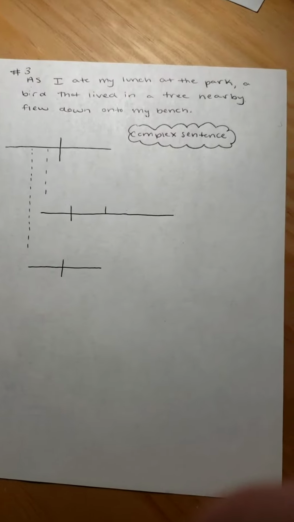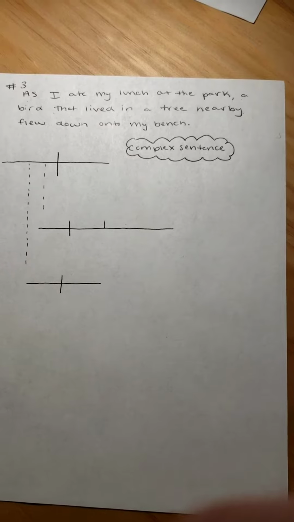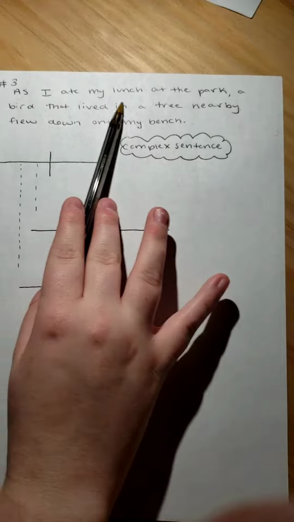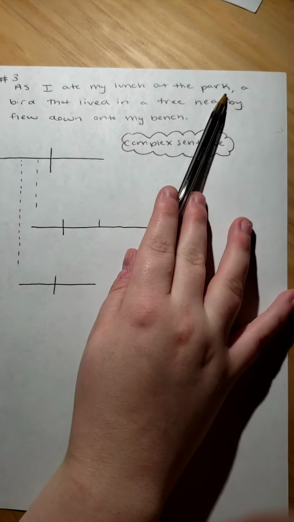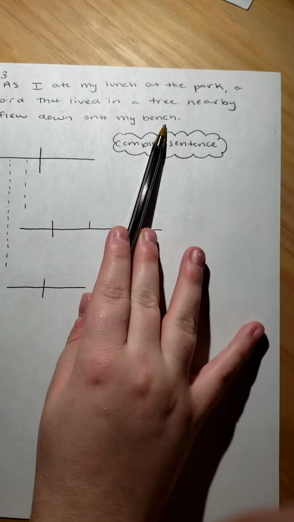I have the third sentence. As I ate my lunch at the park, a bird that lived in a tree nearby flew down onto my bench. Because "as" is a subordinate conjunction, this whole part of the sentence right here is going to be a dependent clause, which means that everything from "a bird" to "my bench" will be the independent clause.